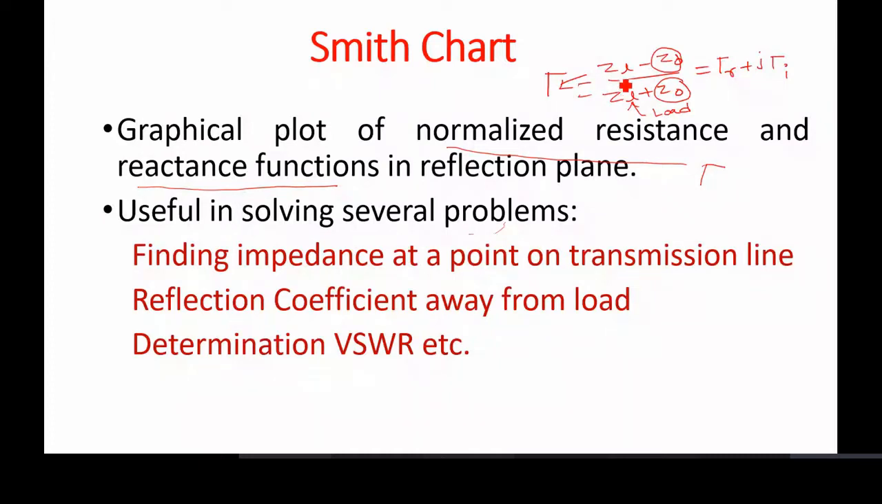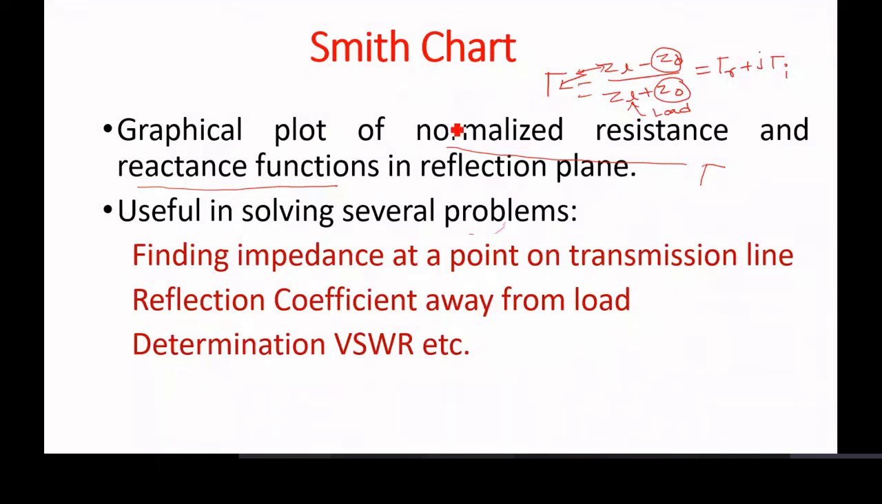So how are these two related? It is the representation in the Smith chart. How these two parameters are related with respect to each other is nothing but the Smith chart.